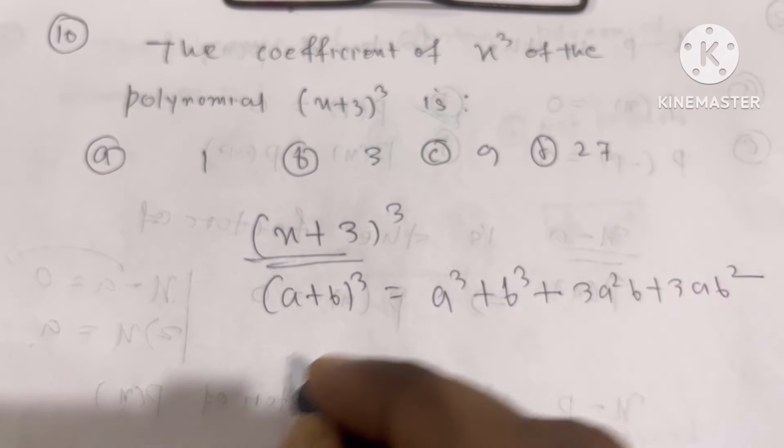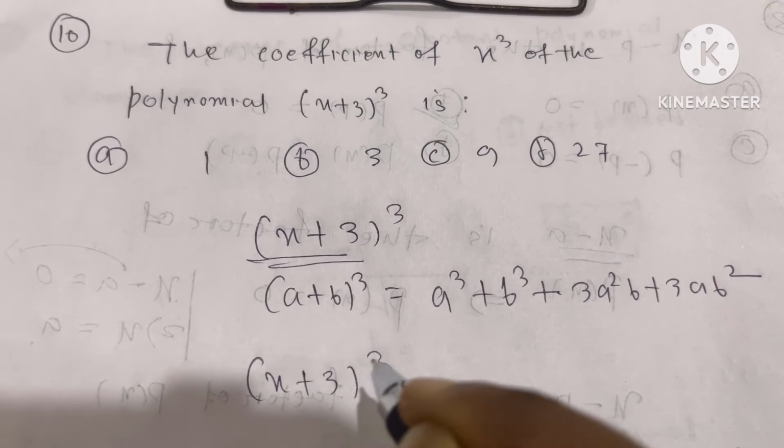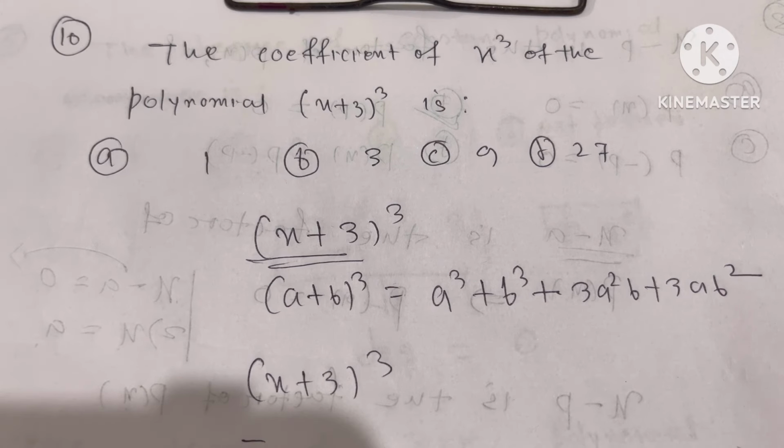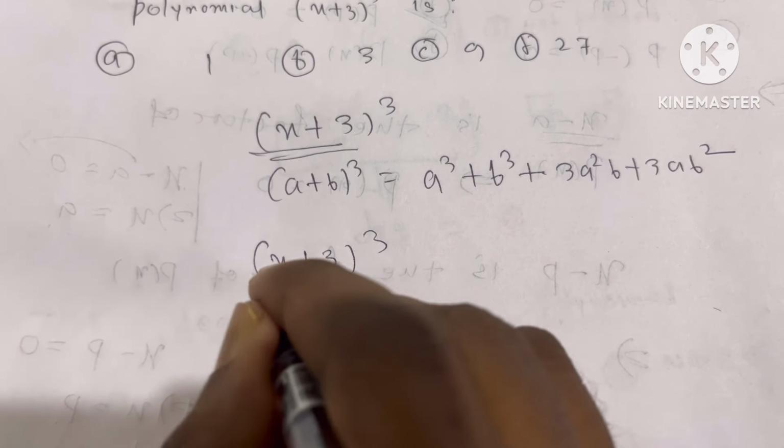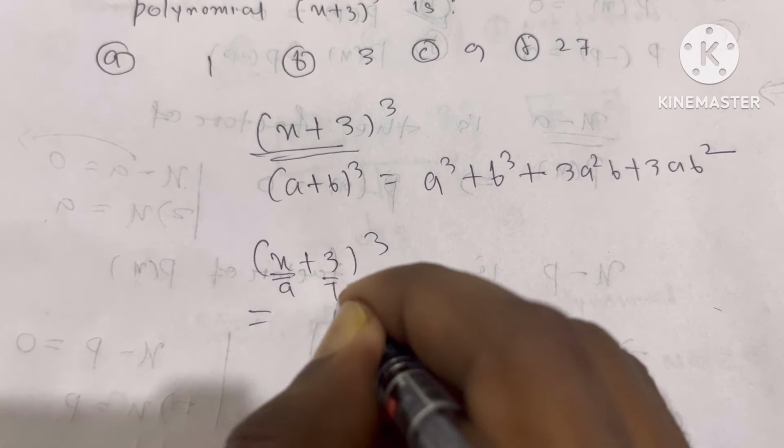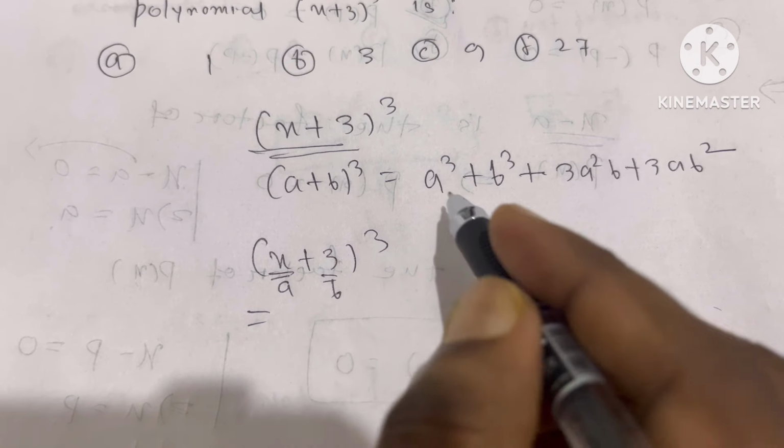So x plus 3 whole cube is equal to, here the value of a is x and the value of b is 3, so first what comes?